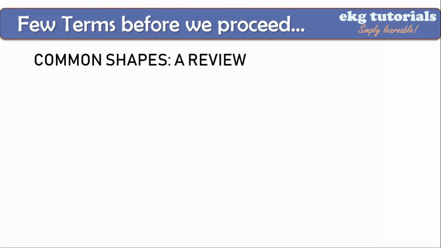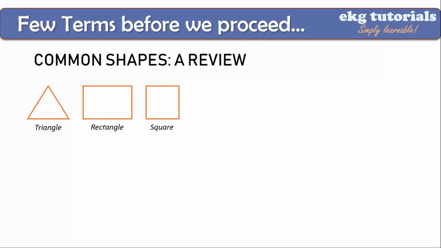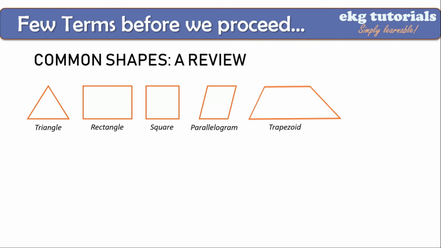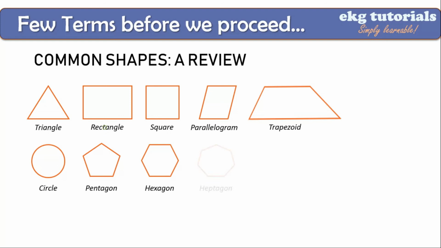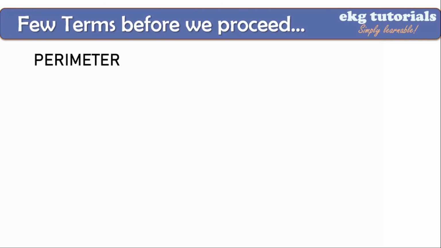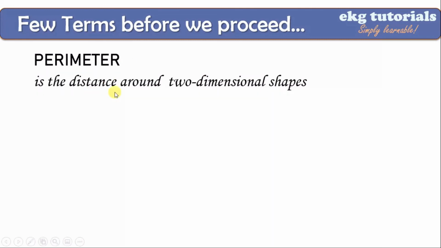Now, common shapes. Let's review first the common shapes. So we have a triangle, the different quadrilaterals. Then we have the circle and all other flat surfaces. Now, let's talk about perimeter. Perimeter is defined as the distance around two-dimensional shapes. Another definition is, it is the sum of all the straight sides.